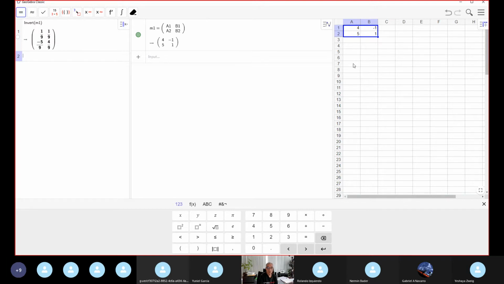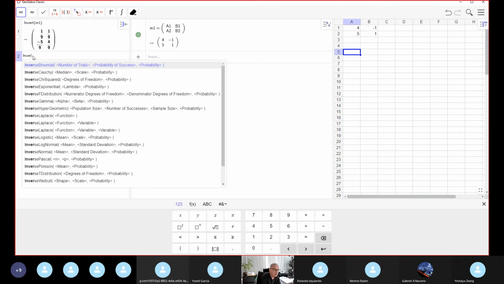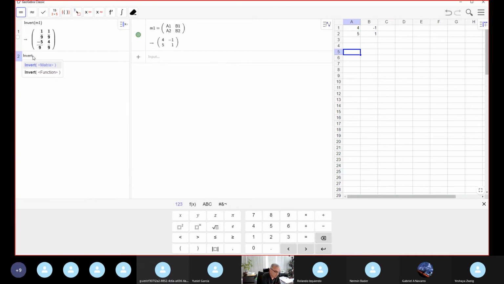Let me try to edit here. In this case you can write, for example, Invert N1. Okay, N1. Multiplication by itself, which is N1. The answer is the identity matrix.